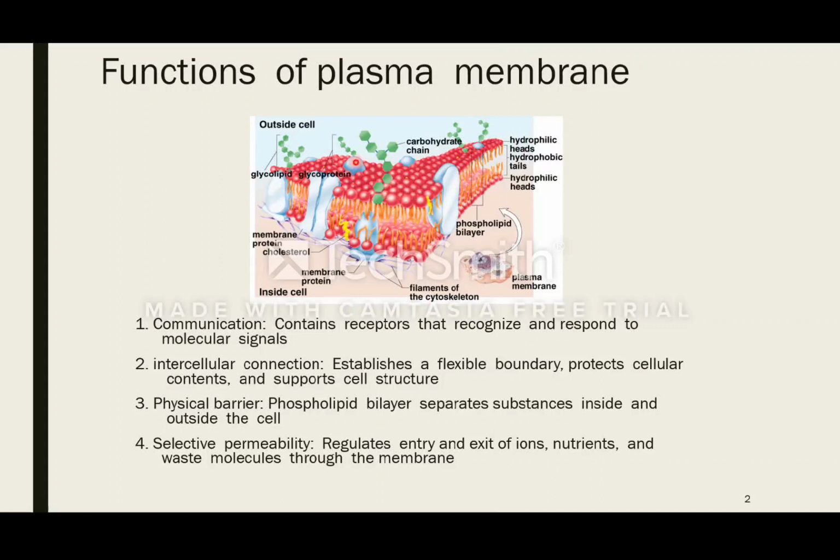And also the main function of the plasma membrane is as a barrier with selective permeability. As a physical barrier, the phospholipid bilayer separates the substances inside and outside of the cell and regulates the entry and exit of molecules, ions, nutrients, and waste materials between the cells. Now we want to know about this main function.